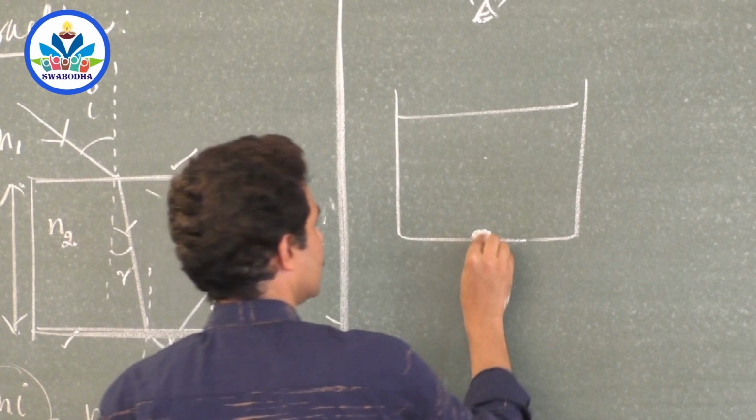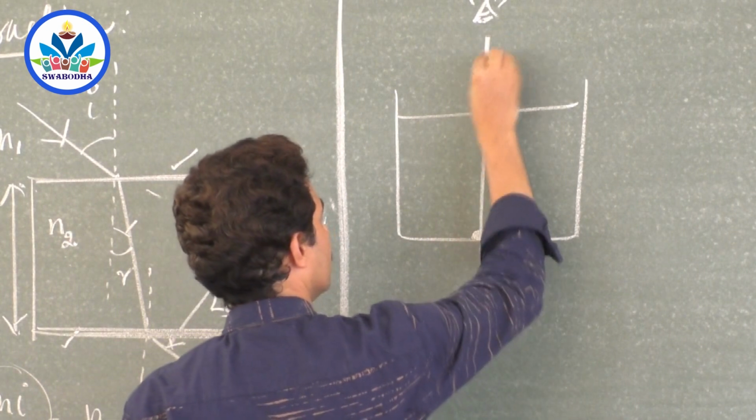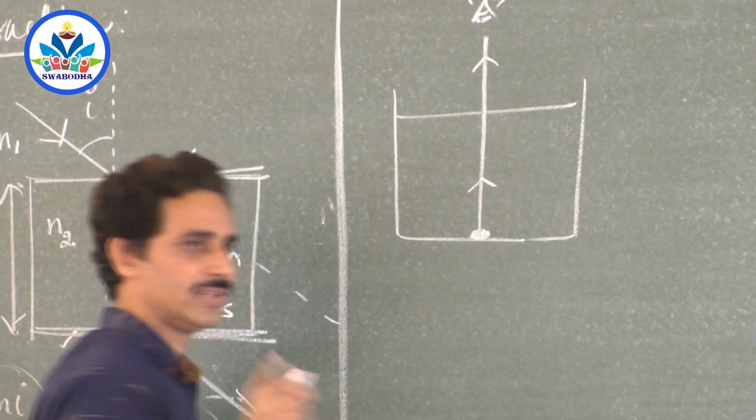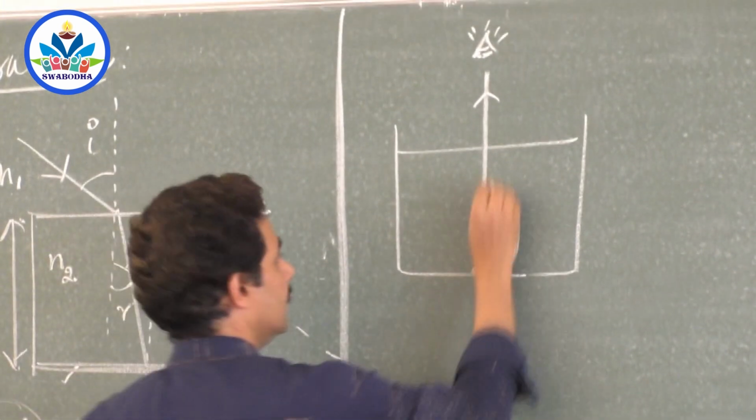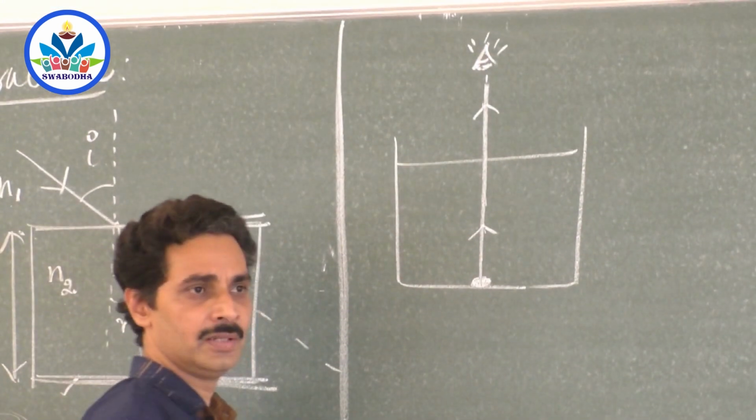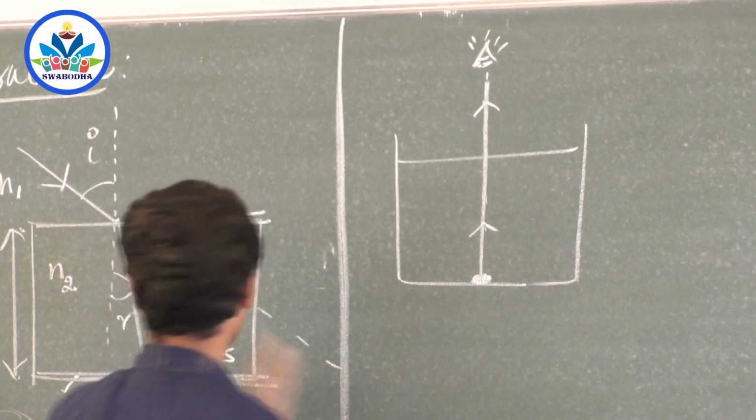Okay, so you have to consider one ray which is moving normally, and the angle of incidence is 0 because this ray is along the normal, because we measure all the angles with respect to the normal.